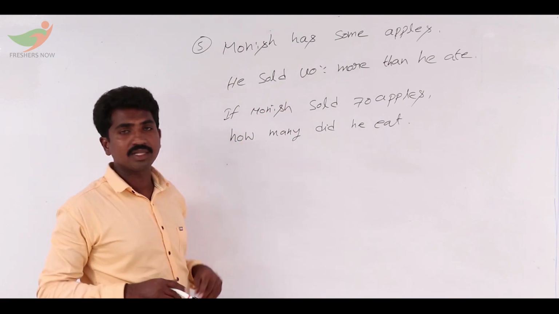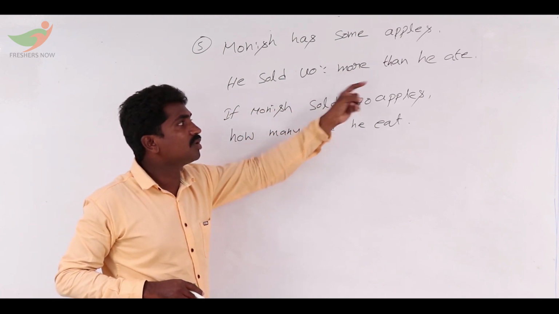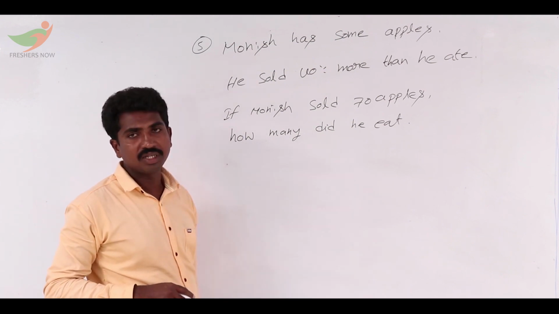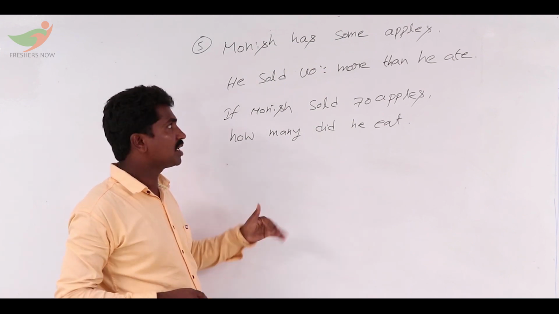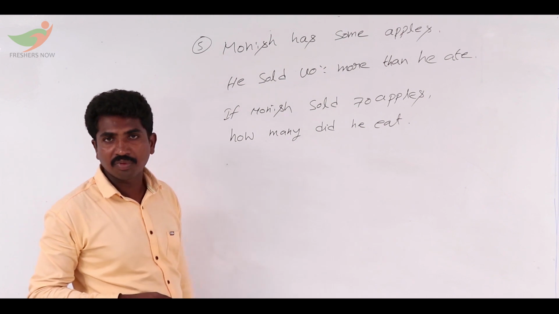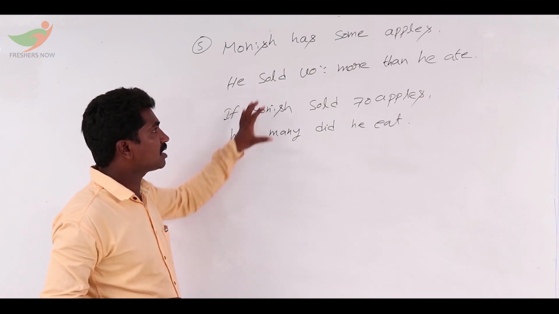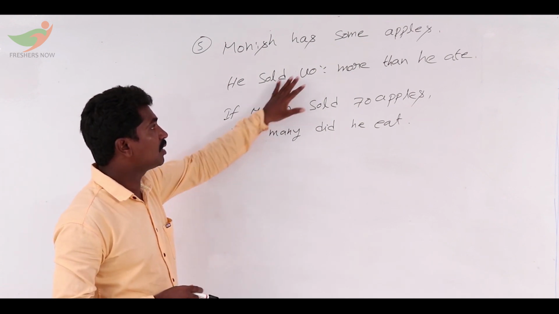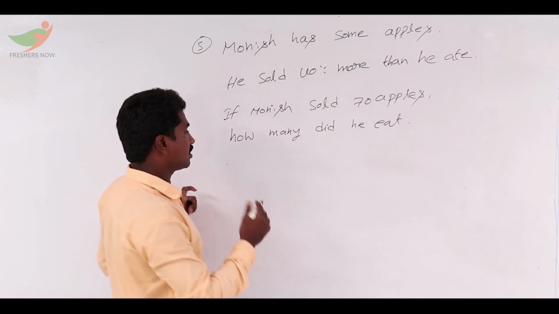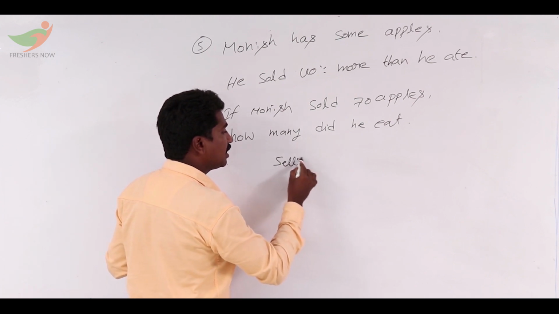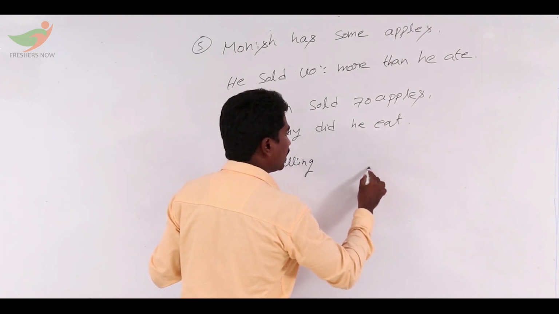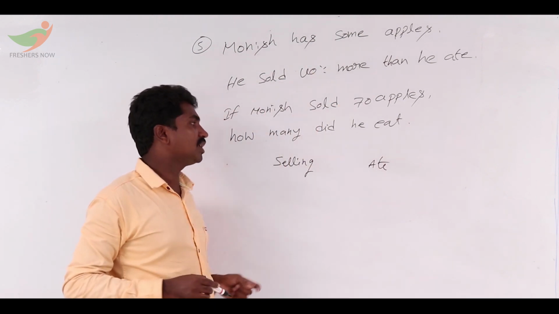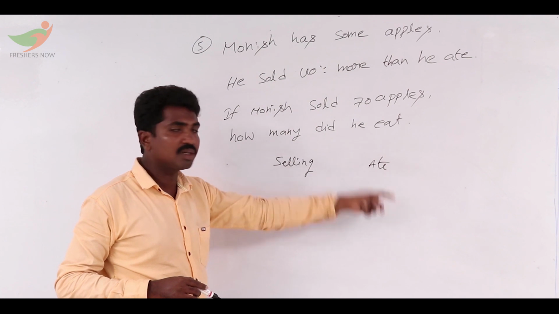Now we discuss the fifth question in percentages. Monish has some apples. He sold 40% more than he ate. If Monish sold 70 apples, how many did he eat? For example, if we take Monish as a fruit seller, he ate some of the apples and he sold some of the apples. He sold 40% more than he ate. Here the selling depends upon what he ate.